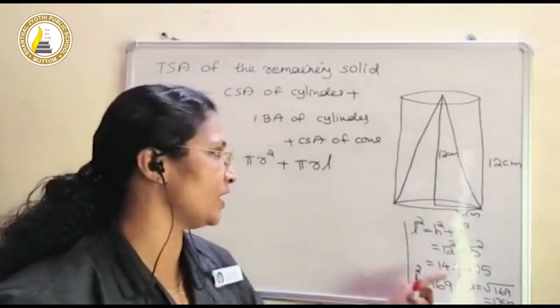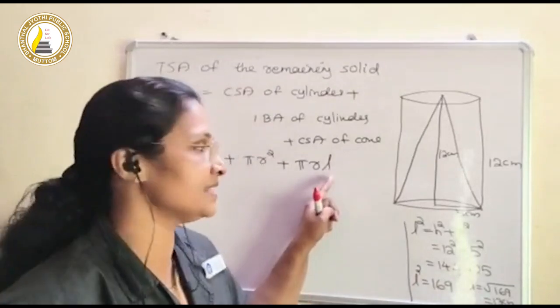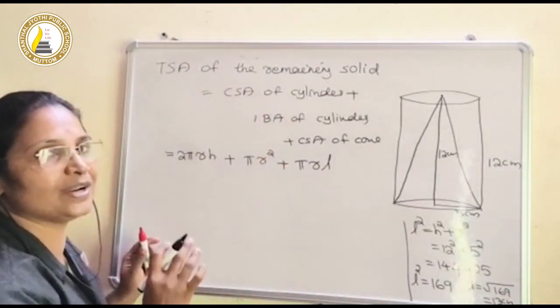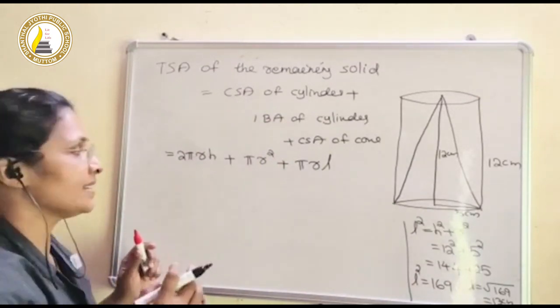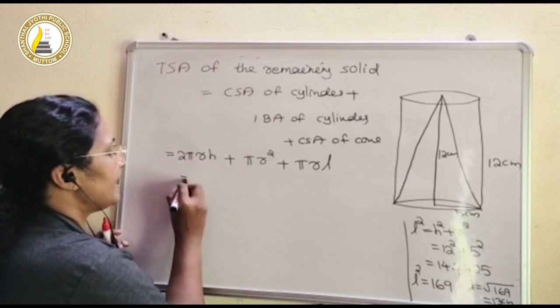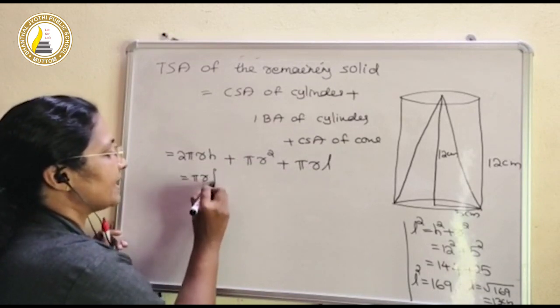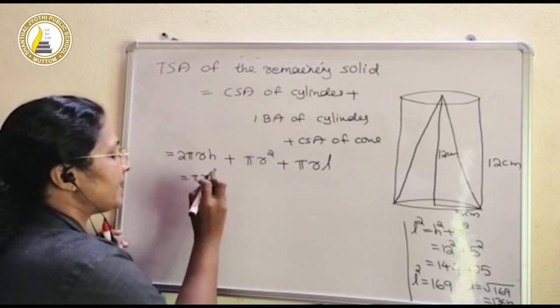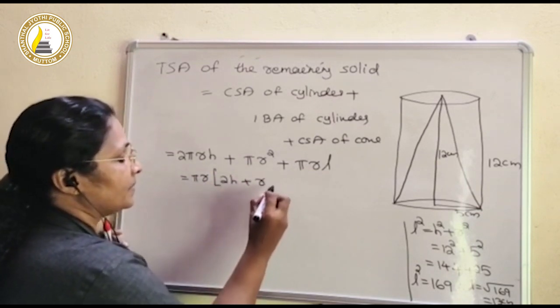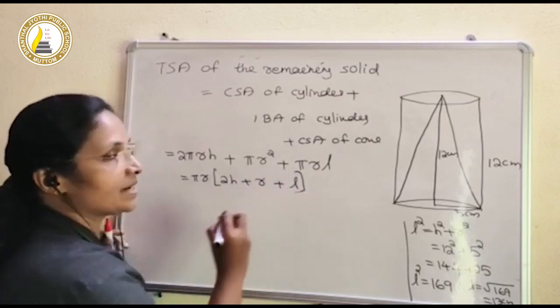Then substituting the value of L also here. Then simplifying, we'll get the total surface area of the remaining solid. That is what is needed first. Is anything common in these three terms? Pi and r we can take outside. After taking pi r, 2h remains from the first term. From the second term, r. From the third term, L will remain.